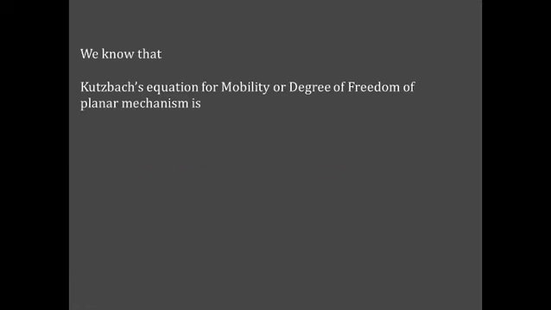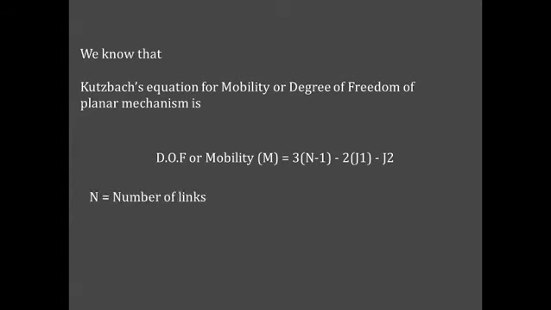So here we are going to discuss the exceptions of Kutzbach equation. We know that Kutzbach equation for mobility or degree of freedom of a planar mechanism is given by the relation m equals 3(n-1) minus 2j1 minus j2. Here m is degree of freedom and n is number of links of the mechanism.